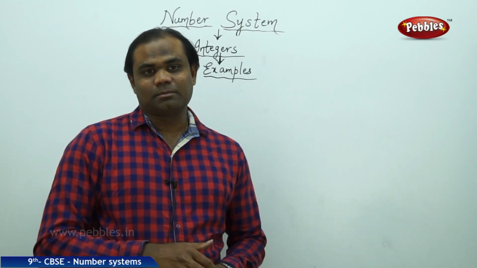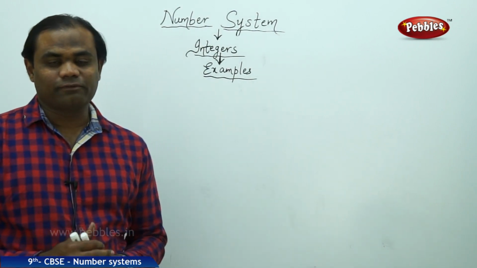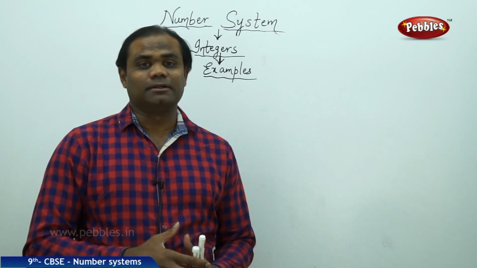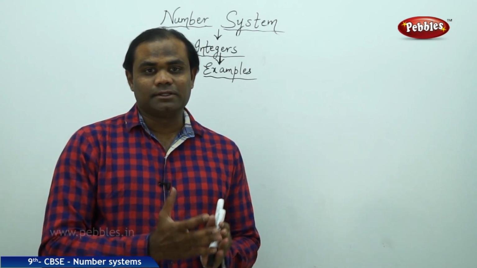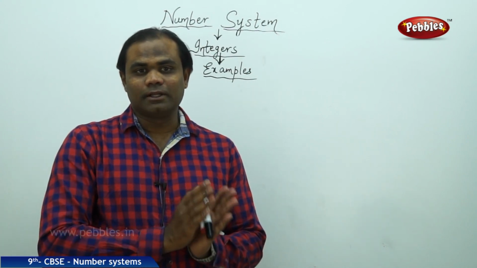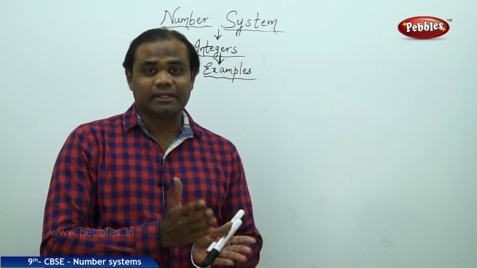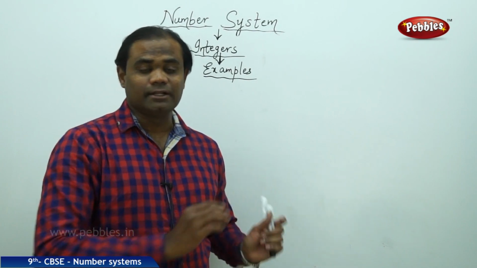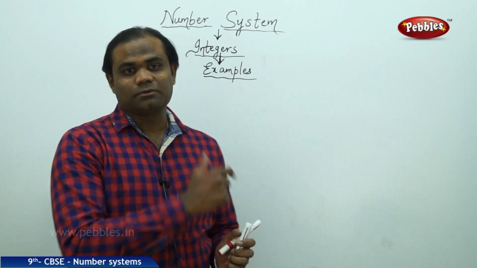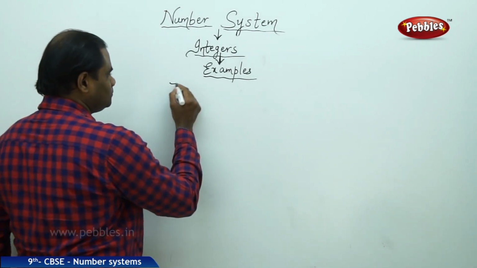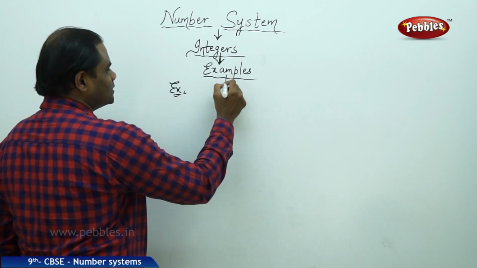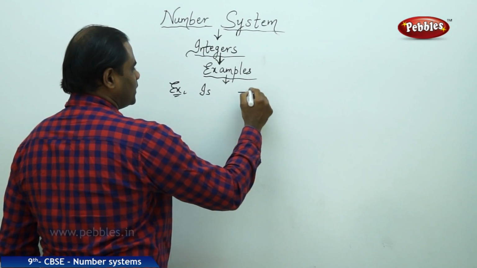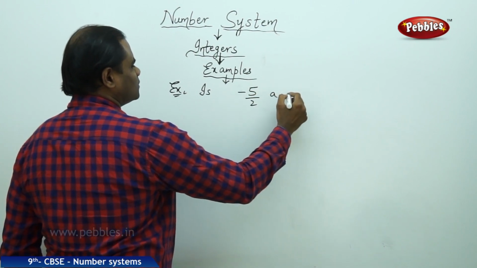Let's see some example problems to understand the set of integers, set of natural numbers and set of whole numbers combined, and understand the identification of a number in each of its classifications, either as a whole number, a natural number, or an integer. To start with an example, my question here is: is -5 by 2 an integer?